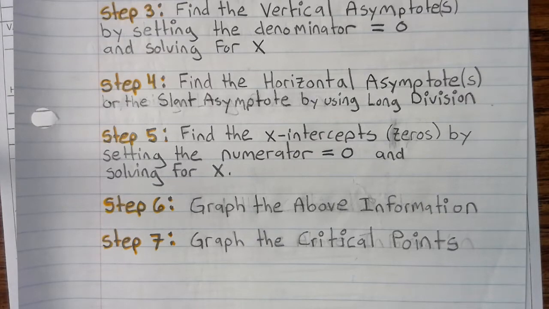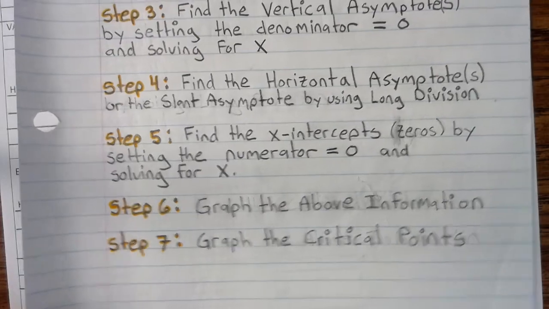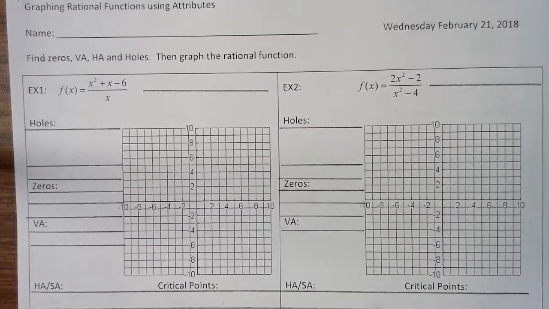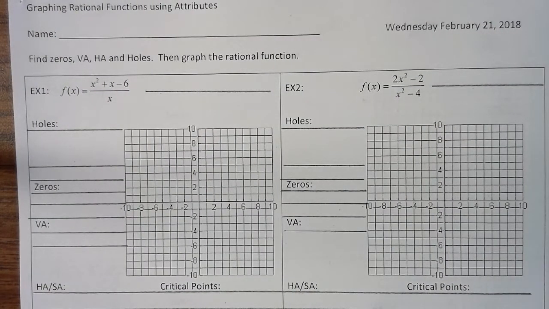All right, so if you would, update your notes. All right, now your notes are updated. Let's take a look at the examples. All right, example number 1. Find the zeros, vertical asymptotes, horizontal asymptotes, and holes, then graph the rational function.